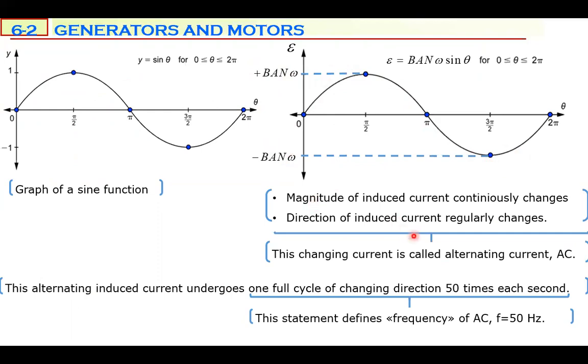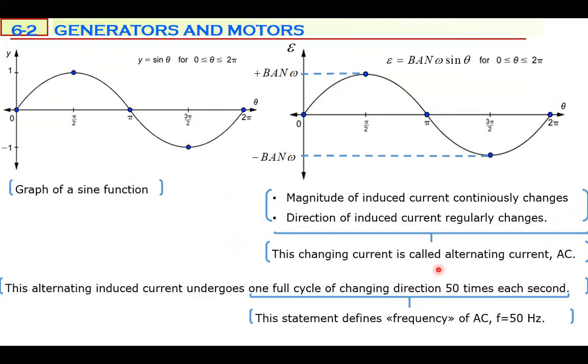The magnitude of the induced EMF continuously changes. From zero it increases, reaches the maximum, decreases, and reaches zero. Again it increases in magnitude, but in the opposite direction. The maximum decreases and then zero. So the magnitude of the induced EMF continuously changes, and the direction of the induced current, or induced EMF, also changes. Positive, negative, positive, negative, positive, negative, and so on.